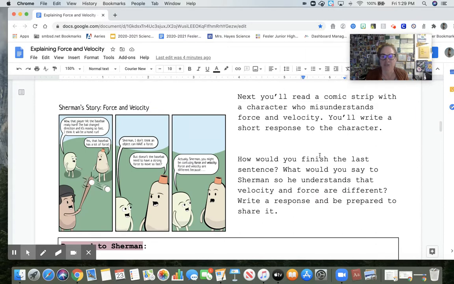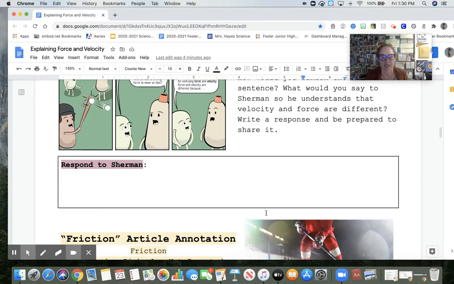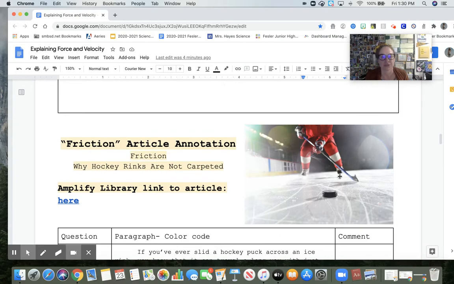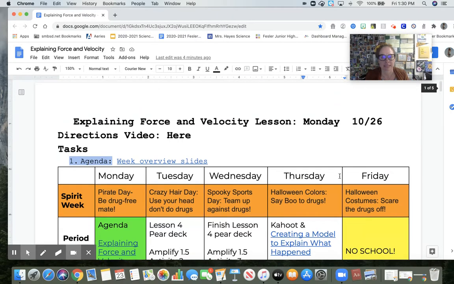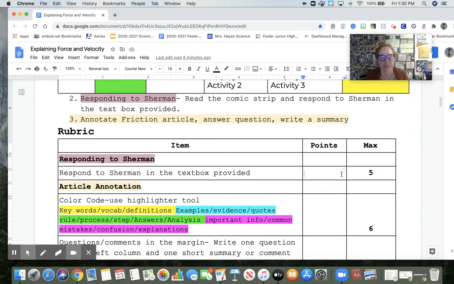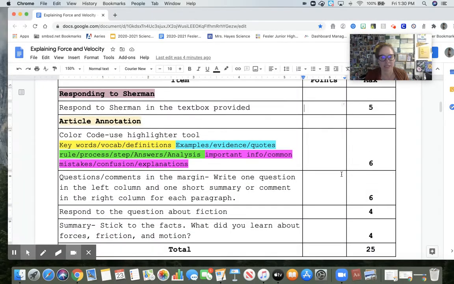So how would you finish the last sentence? What would you say to Sherman so he understands that velocity and force are different? Write a response and be prepared to share it. So you're going to type your response here. Be prepared to share it on the Pear Deck when we have our next class. Okay. So next, that should be easy. That was 5 points. Right? Yes, 5 points. So next we have the article annotation.